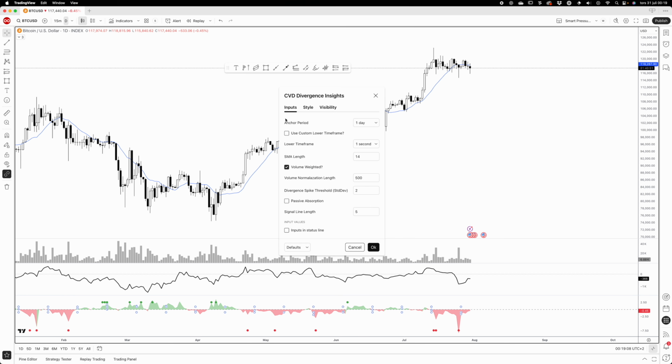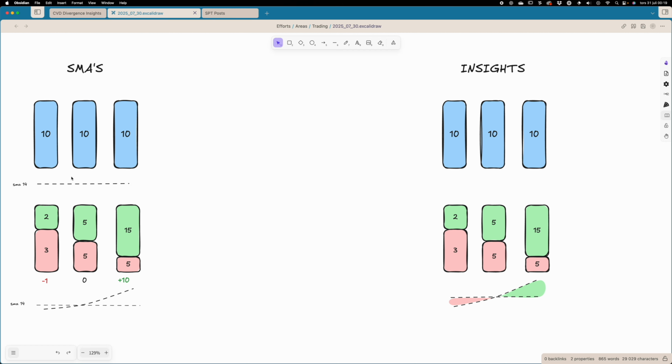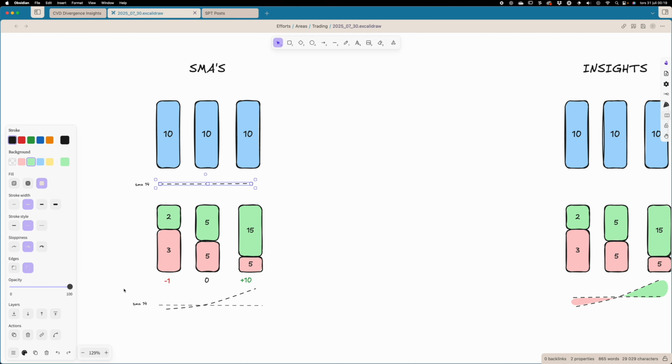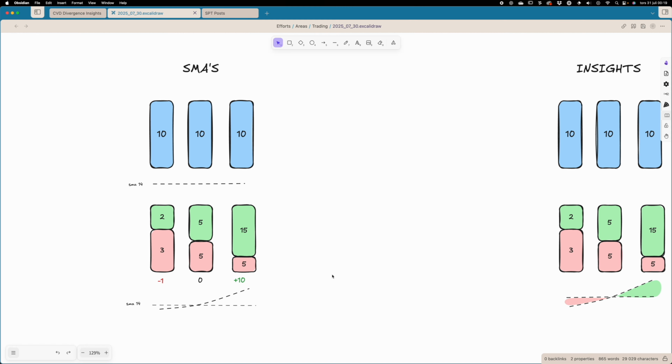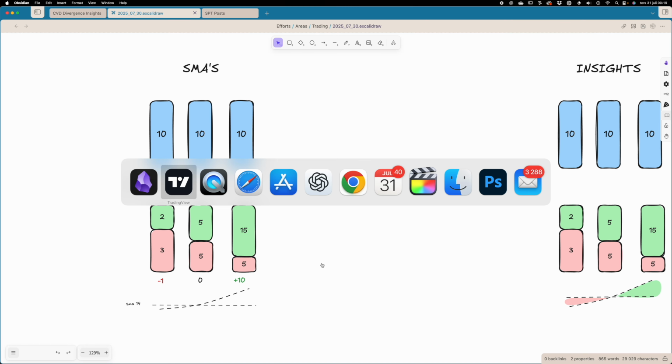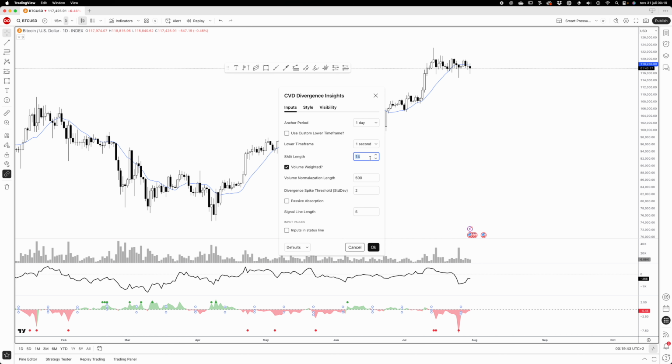So the first couple of settings are exactly the same as I've been through in a previous video where I talked about volume delta and CVD. So I won't go over this again, but these are to do with the resolution of the indicator. And then this SMA length is actually two different, it's this one and this one together. They have to be the same length, so you set both of them with one setting here.